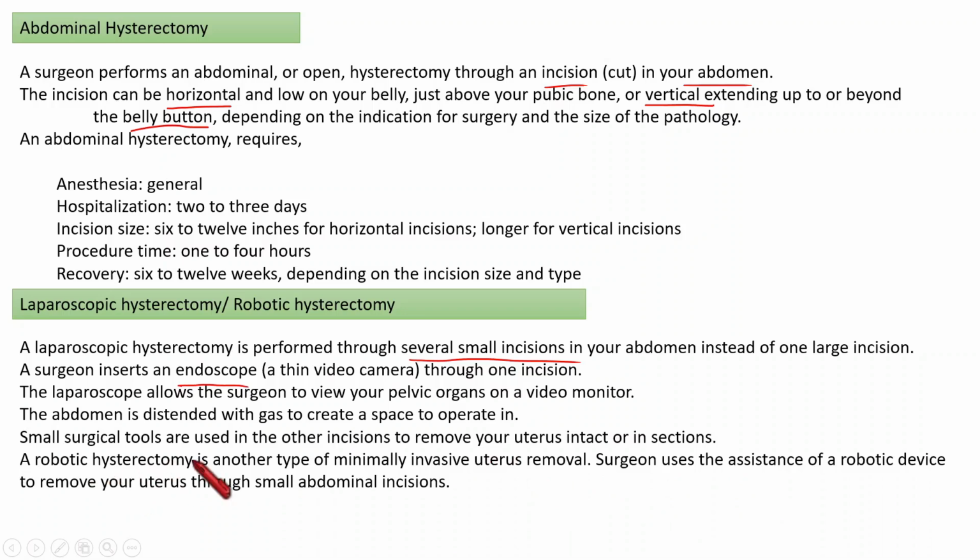Robotic hysterectomy is minimally invasive, meaning it doesn't need that much equipment to insert. It's a minimally invasive uterus removal process, and robotic devices are used to remove the uterus through small abdominal incisions in the case of robotic hysterectomy. I will show you one video.